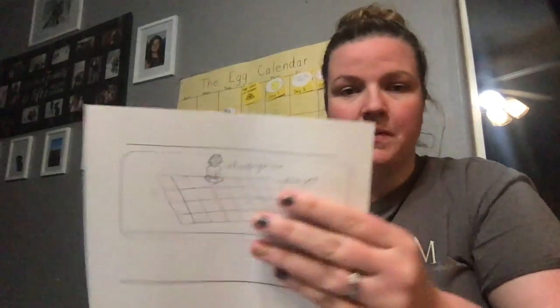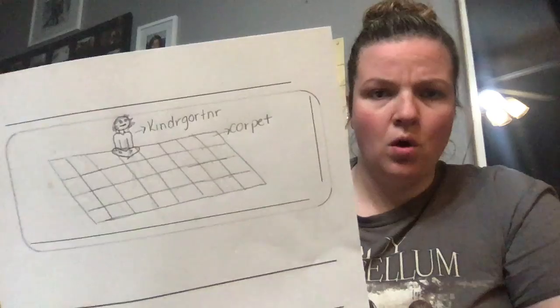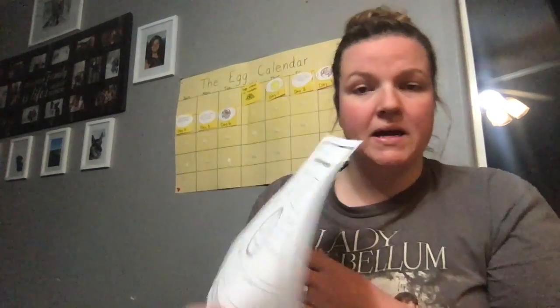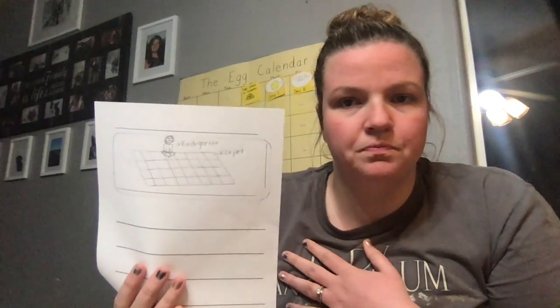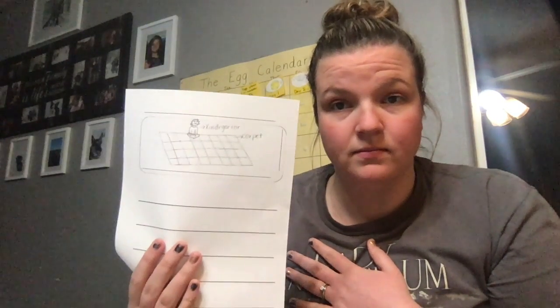Okay, my first page looks like this. Well, what is my kindergartner doing? I'm writing about, my topic is being a kindergartner. What is my kindergartner doing in this page? Sitting on the carpet, right? So I need to tell my reader what's going on in my picture, and I do it so that they understand. So I need to think, how do I want to word it?